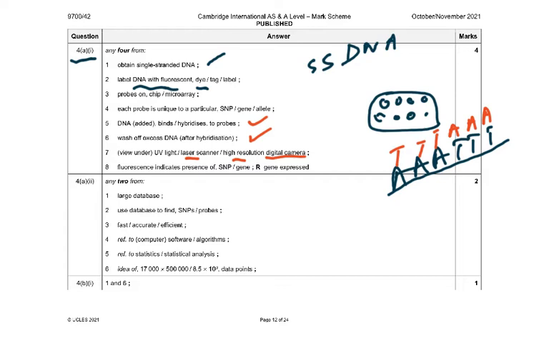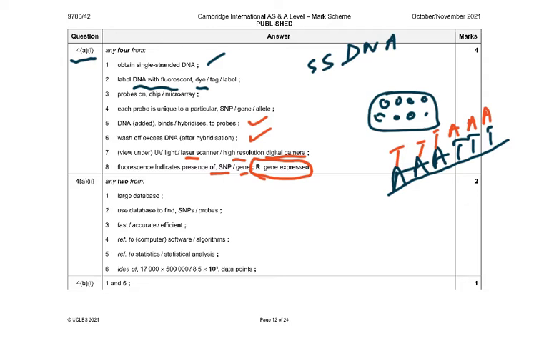The fluorescence indicates the presence of the gene, whether it's present or not. Please don't say gene expressed, because if the gene is expressed, then you would see proteins. Here, no proteins are seen. The gene is not expressed, so reject "gene expressed." That would be a reject, meaning a large number of students would have written that.